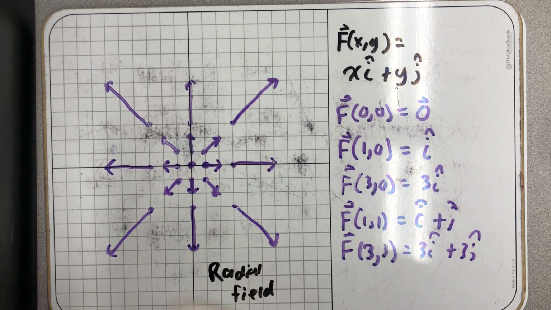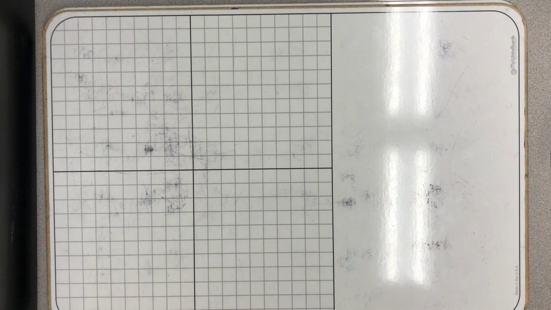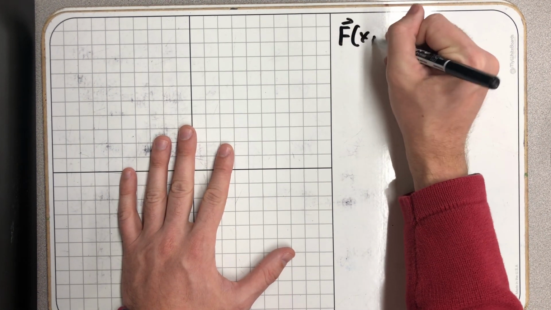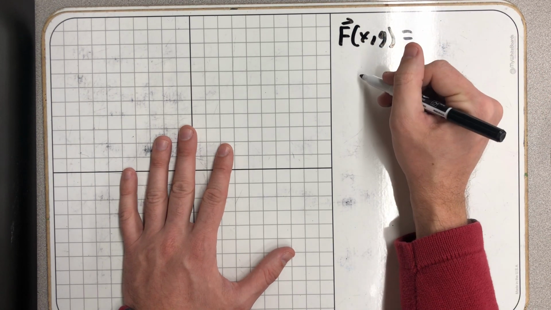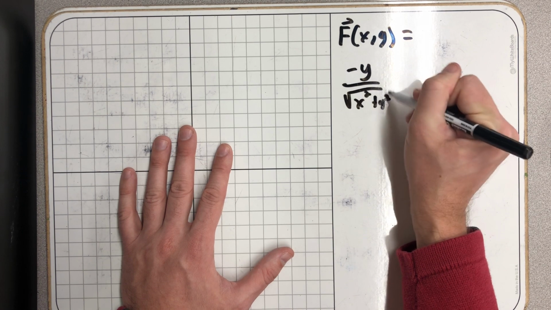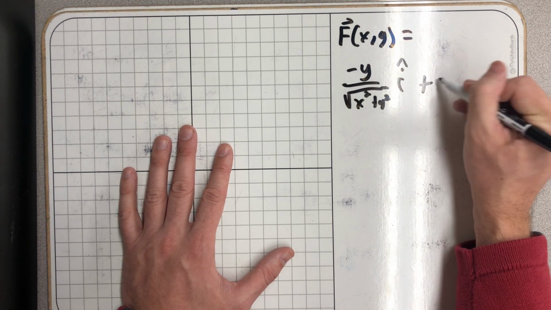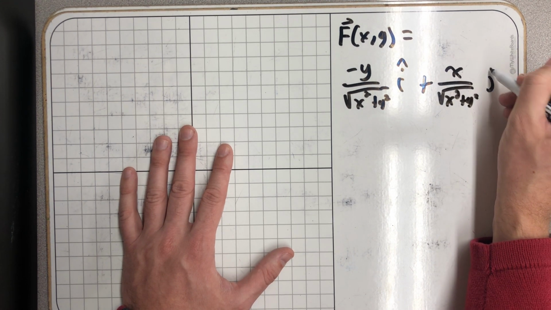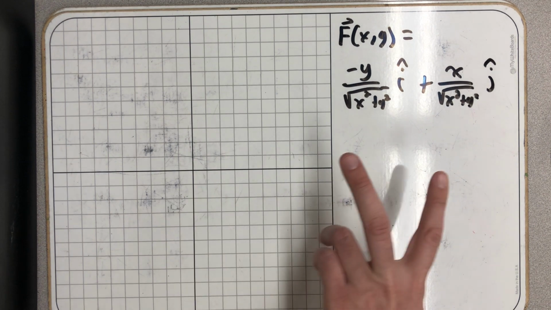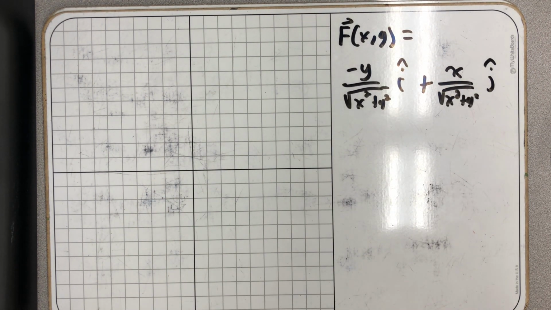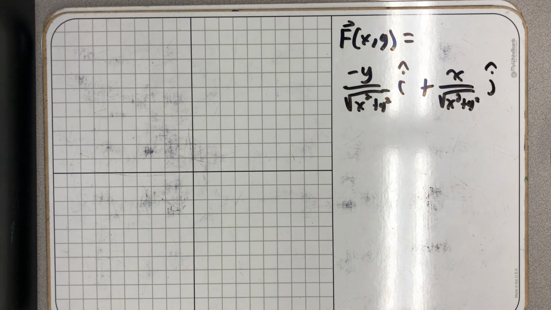So let's see if we can do another example. This will be a more interesting example, I think. So this does two things. It swaps the x and the y that I plug in and makes this one have a negative value. And in both cases, I'm dividing by the square root of x squared plus y squared.